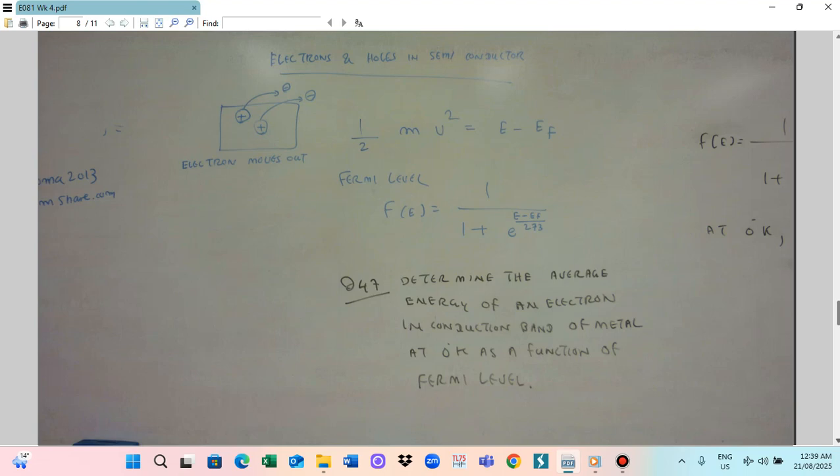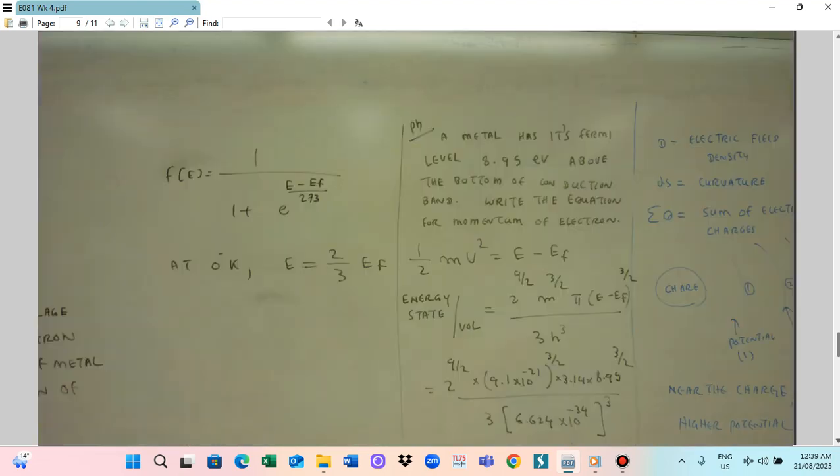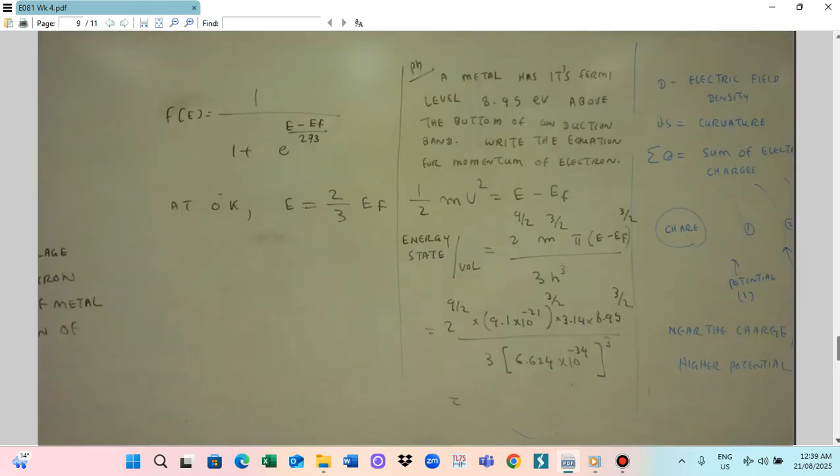So we write down the equation. This is the Fermi function Fe equal to 1 divided by 1 plus e power (E minus EF) divided by 273. This is the equation that we can calculate with. In this case, at T equal to 0 degrees, we can write down the equation: 1 plus e power (E minus EF) by 273 is equal to 2. This is the specific equation, and by this way you solve it.